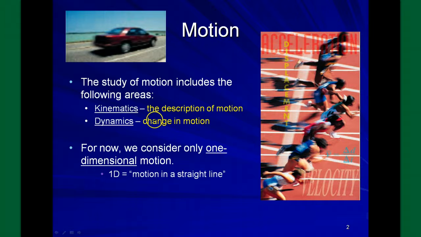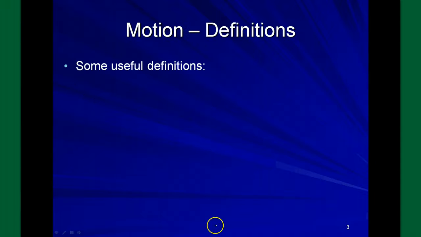For right now, we're just going to talk about one-dimensional motion, which we say 1D. That's just motion in a straight line. We might move one direction, and then we could go back the other direction, but that's motion all in a straight line. We're not changing directions. We're not doing any of that stuff. Okay, this is just motion in a straight line. So some definitions you need to know at first. Again, this is following along in your notes.